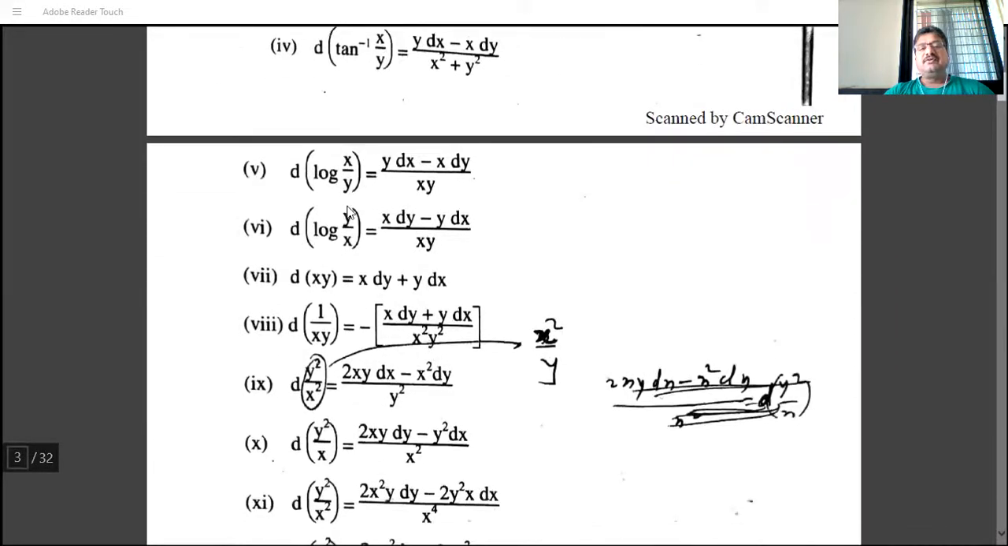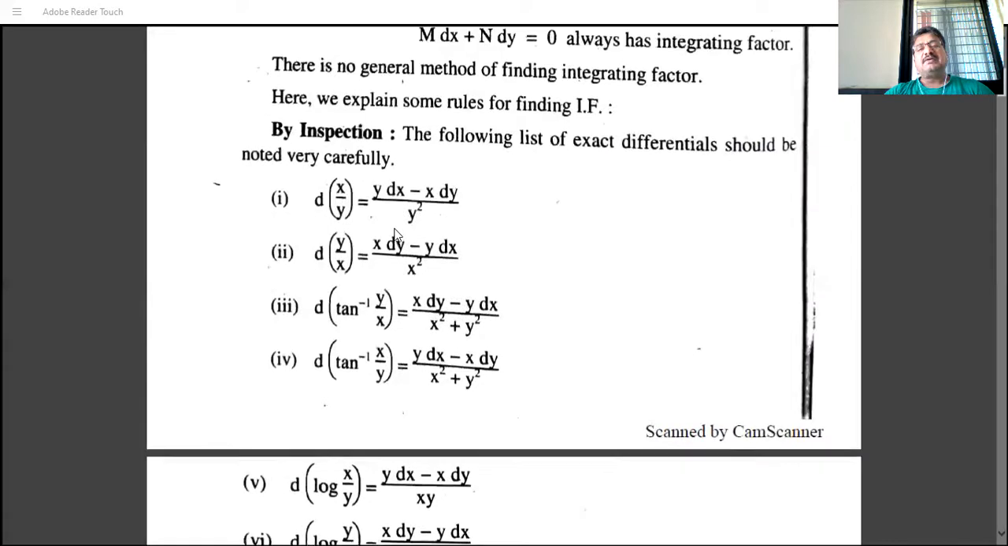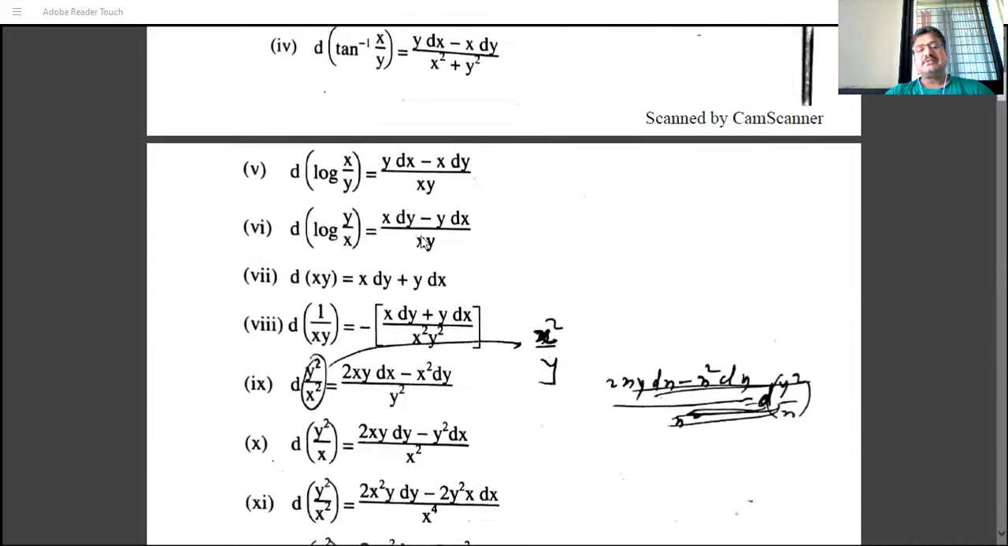Instead of log (x by y), if it is log (y by x), then the derivative is 1 by (y by x), means x by y, into the derivative of y by x. The derivative of y by x is this. So we have this answer.